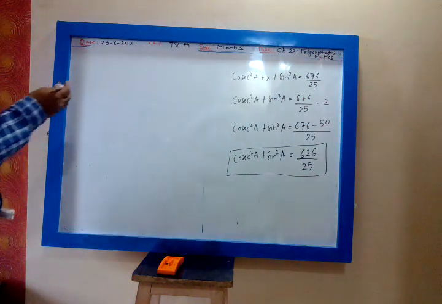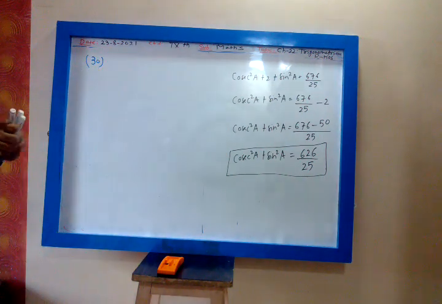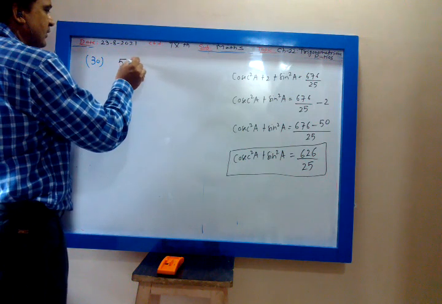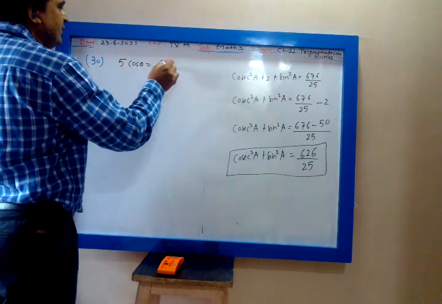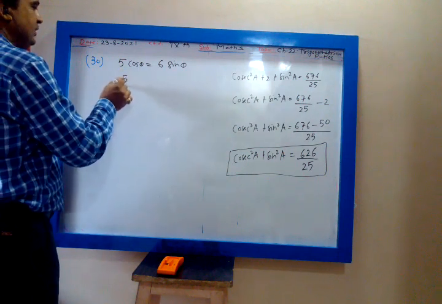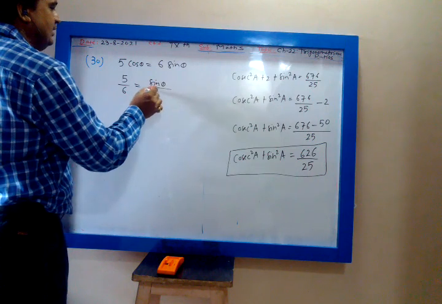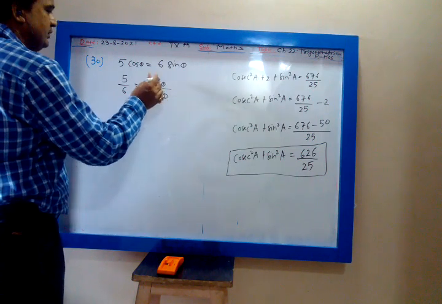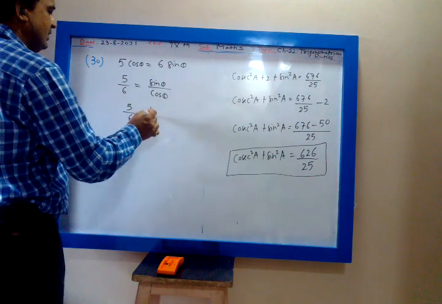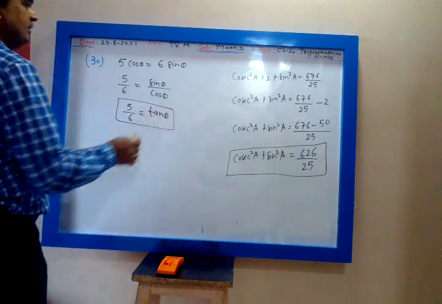Now, 5 cos theta is equal to 6 sin theta. So 5 upon 6 is equal to sin theta upon cos theta, and sin theta upon cos theta is tan theta. So 5 upon 6 is equal to tan theta. So the value of tan theta is 5 by 6.